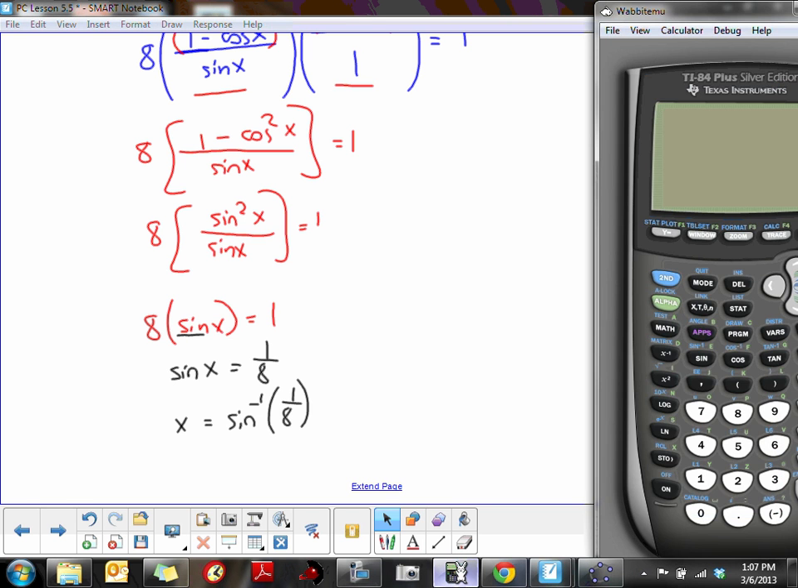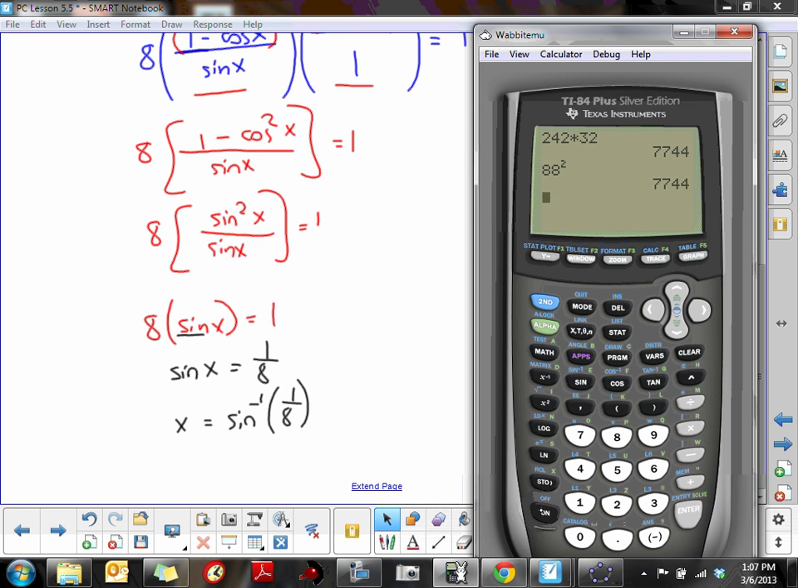I'm pulling up the calculator. I'm going to make sure it's in degree mode, I guess. I don't think they specified, so it's in degrees. Second quit. I want to clear that out just to make it a little clearer here. So we're doing the inverse sine of 1 divided by 8. And the angle it says is about a 7.2 degree angle, so that's one of them.